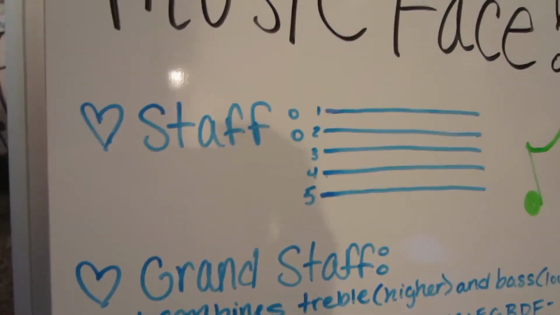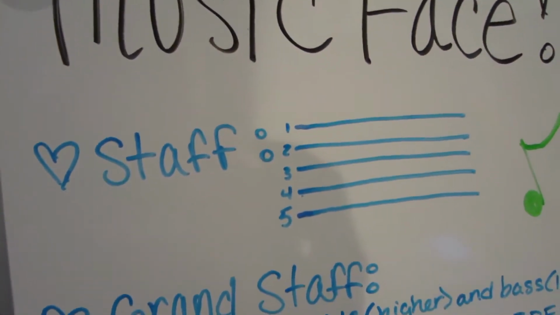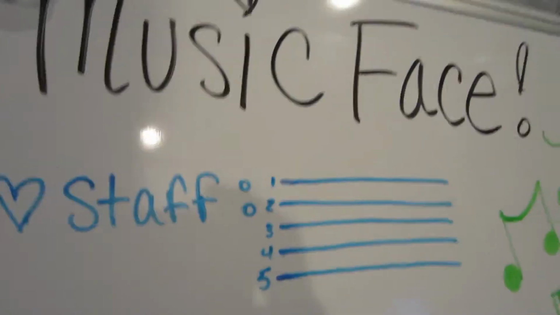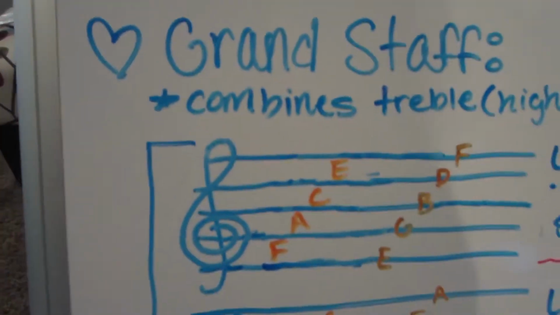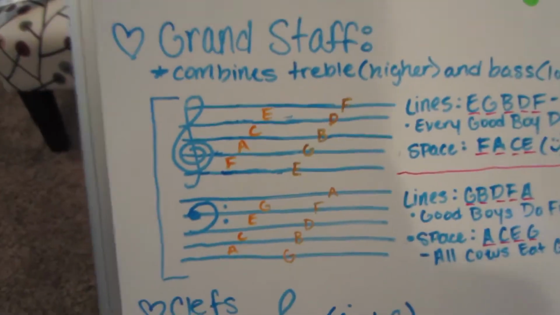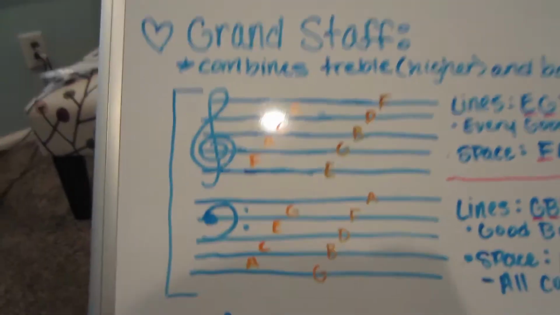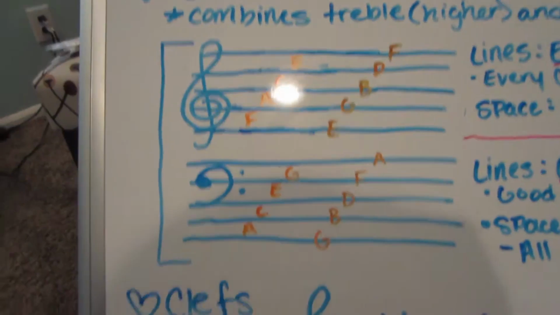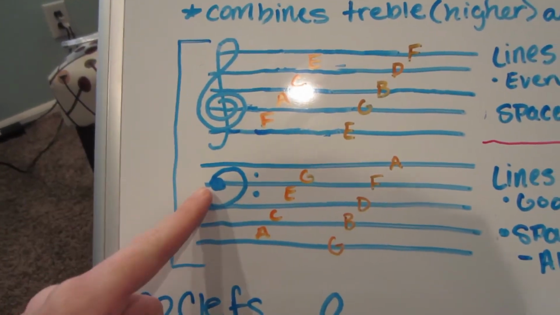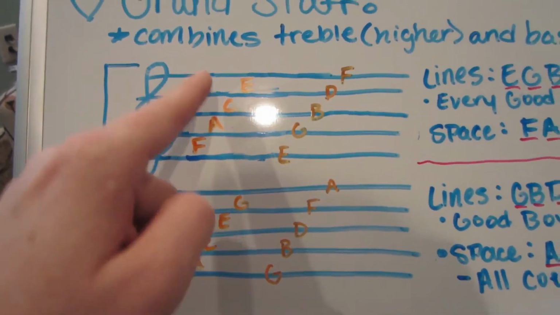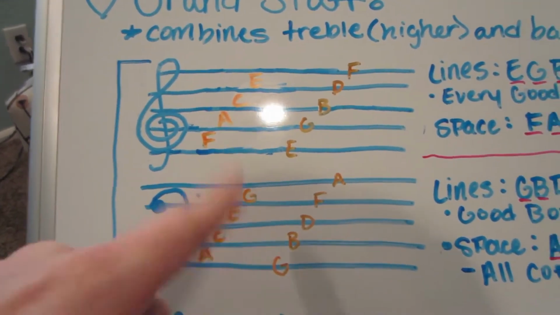So, this is a staff. It has 5 lines. Yay! That's easy. You draw 5 lines. Booyah. Aren't my lines straight? Anyways, this is a grand staff. It combines a treble and a bass clef. It's kind of easy. You have a treble and a bass clef, and there's 5 lines and 4 spaces in each of them.